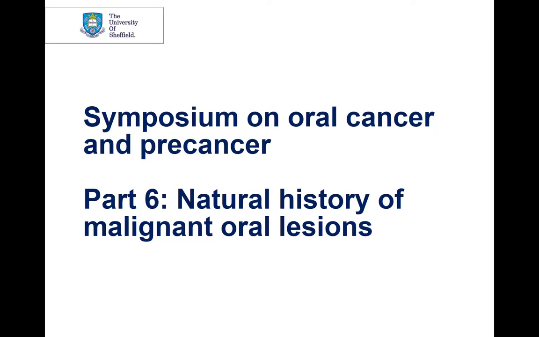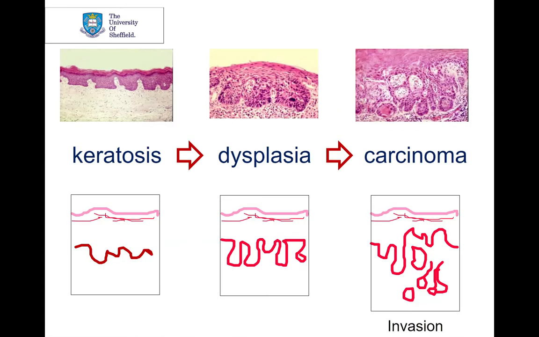So now we come to part 6, in which we're going to cover the natural history of malignant oral lesions. So we're really going to talk about oral cancer. Now you'll have seen this schematic diagram earlier, which takes us through from the white patches with no dysplasia, dysplasia, and then into invasive lesions, which is squamous cell carcinoma.